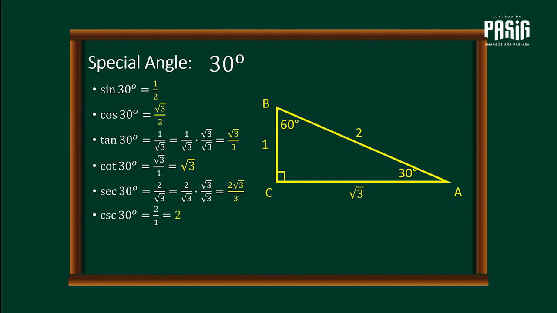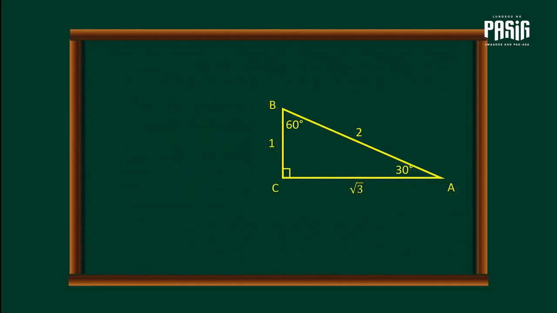Cosecant 30 degrees. Cosecant is the reciprocal of sine. So cosecant 30 degrees is equal to 2 over 1 or simply 2. The 30, 60, 90 triangle with side ratio 1 is to the square root of 3 is to 2 will also be used in finding the trigonometric ratios for the special angle 60 degrees.